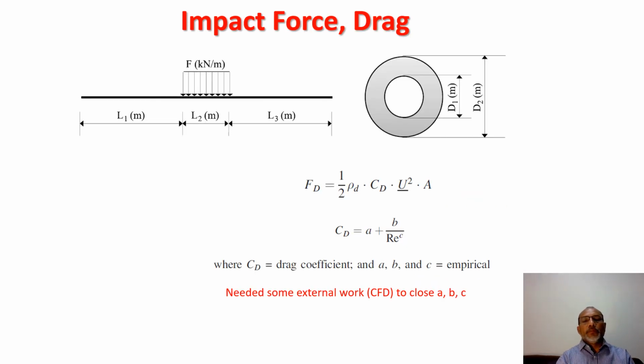So for the flow structure interactions, we also have to solve for the impact force, and for this one we calculate the fluid drag as a function of the Reynolds number. But again, there are a lot of parameters over here, A, B, C, which need to be resolved. And for this one, we also had to do some CFD work to close the A, B, and C, the empirical parameters.